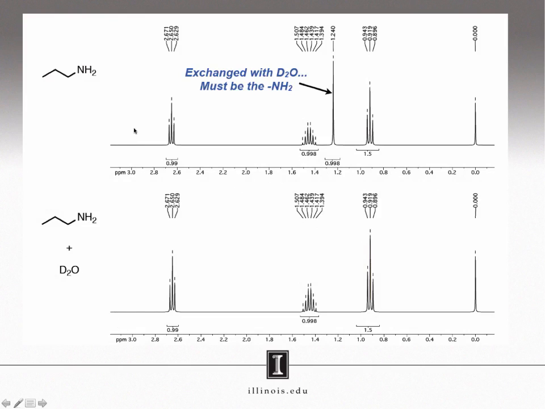Up top, I have the NMR spectrum for this amine. In the bottom, I have the same spectrum for the same amine, but I've added D2O. How are these two spectra different? In the top spectrum, I see this signal here, but in the bottom spectrum, I don't. Why is that? This is because this signal belongs to the protons in the amine. As these protons were swapped out for deuterium, this signal disappeared. This is how you identify labile protons in your proton NMR spectra.